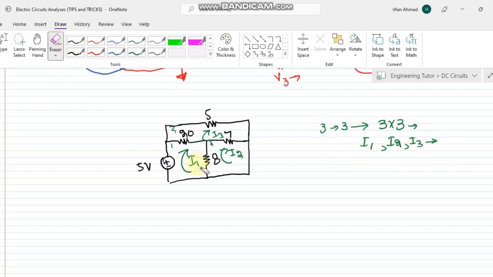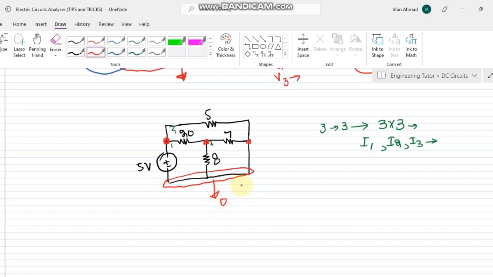Similarly, let me apply the node voltage method here. In using the node voltage method, I have to identify the nodes. So this is node 1, this is 2, this is 3, and this whole is node number 4. Let me again consider this one as the reference node. Similarly, these are the nodes where we have to find the voltages: V1, V2, V3.